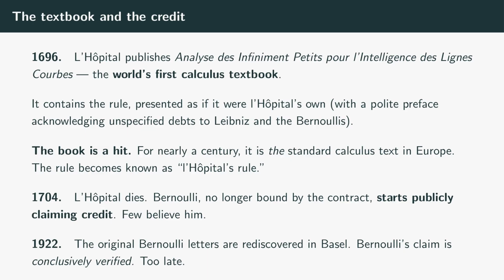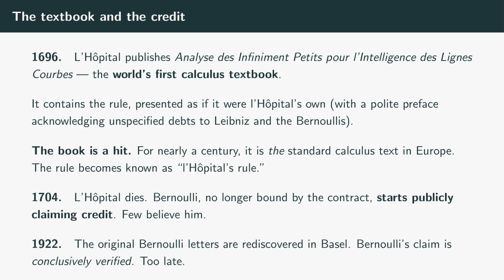The rule we now call L'Hôpital's rule appears in Chapter 9. L'Hôpital includes a polite preface acknowledging his debts to Leibniz and the Messieurs Bernoulli for various things, but he doesn't single out particular results, and readers naturally assume the contents are L'Hôpital's own. The book is a hit. For nearly 100 years, it is the standard calculus text in Europe. The rule becomes known as L'Hôpital's rule, and the name sticks.